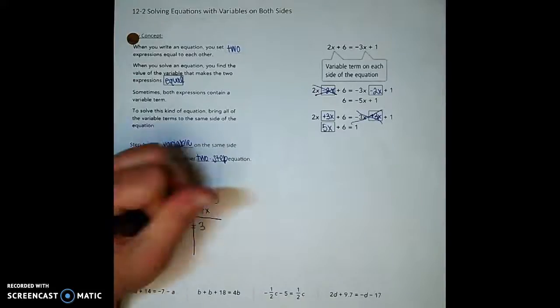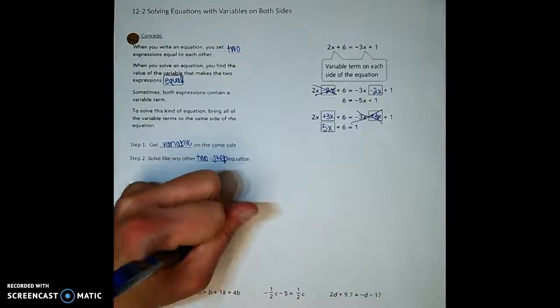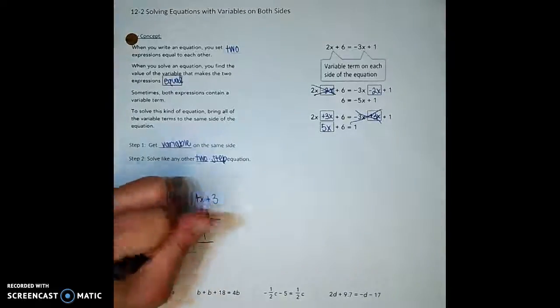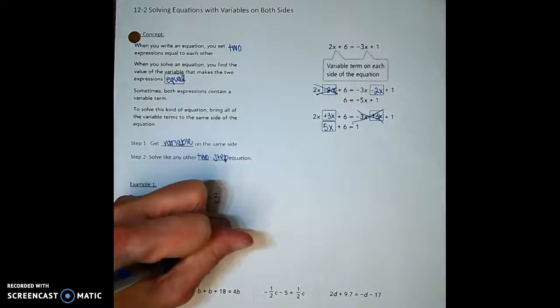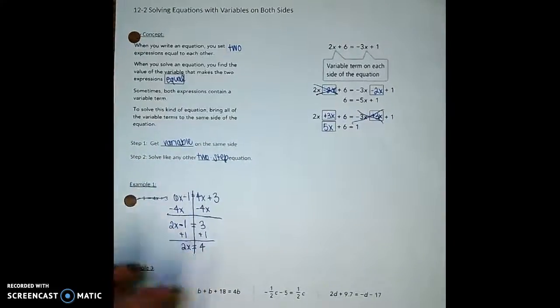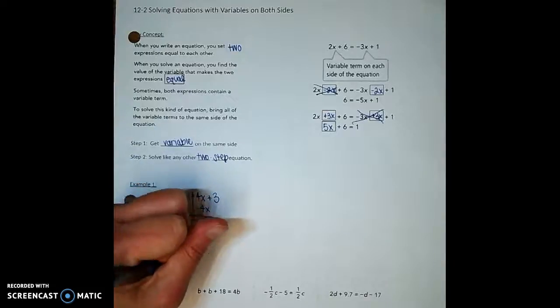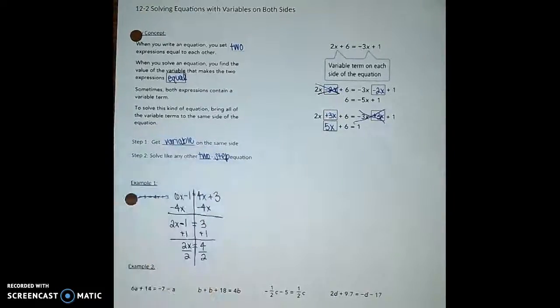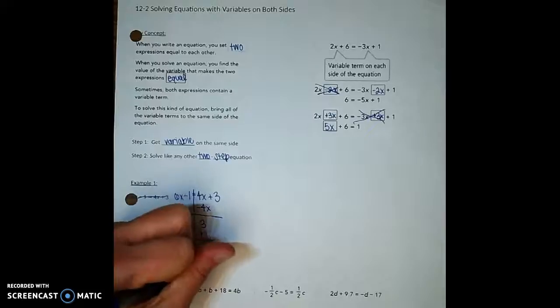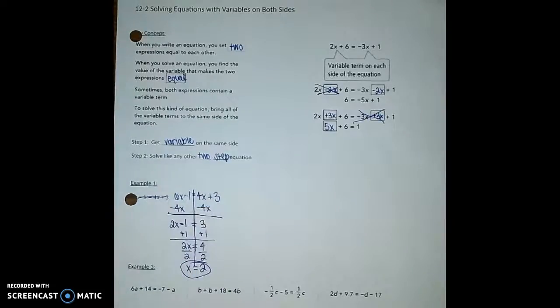So to undo subtraction, I add. And I get 2x equals 4. Then to get this x by itself, I divide both sides by 2. And that'll give me the answer x equals 2. So I find that x equals 2.